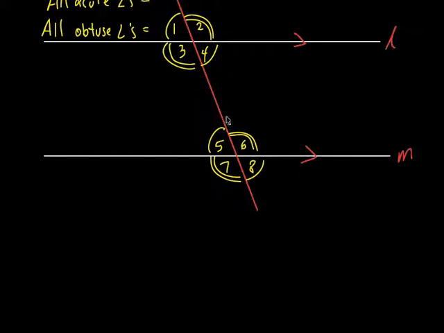What about 3 and 6? They're equal to each other. They're both alternate interior angles, aren't they? So guess what I can say? Now this one's not a postulate. This one's actually called a theorem.